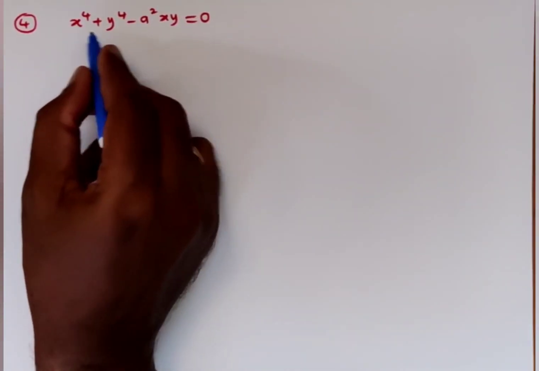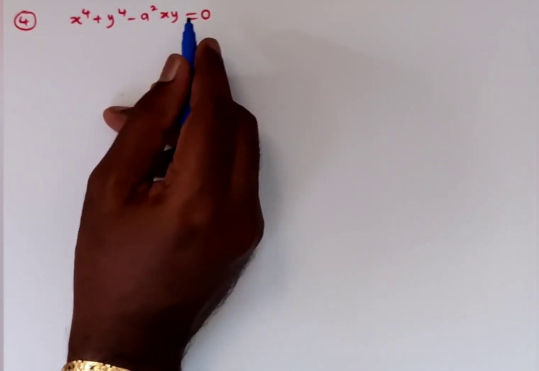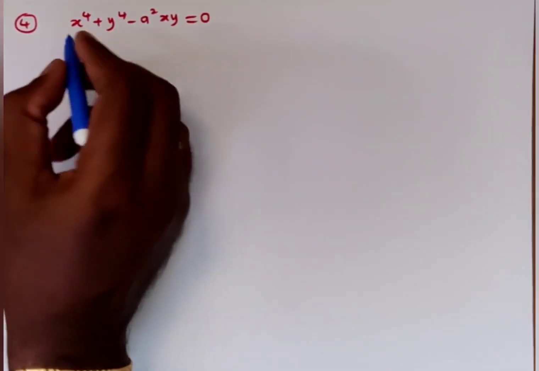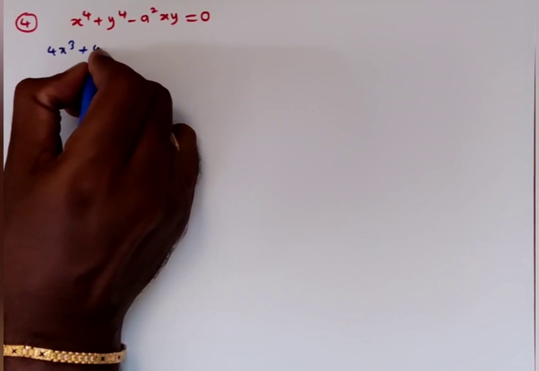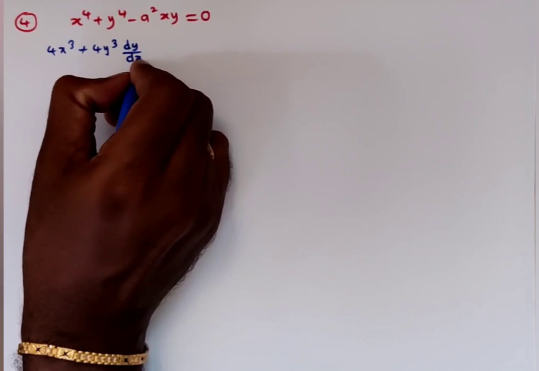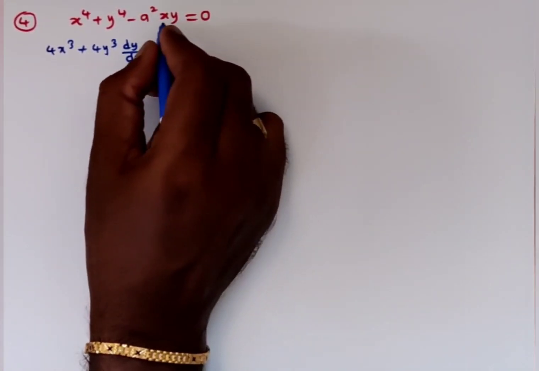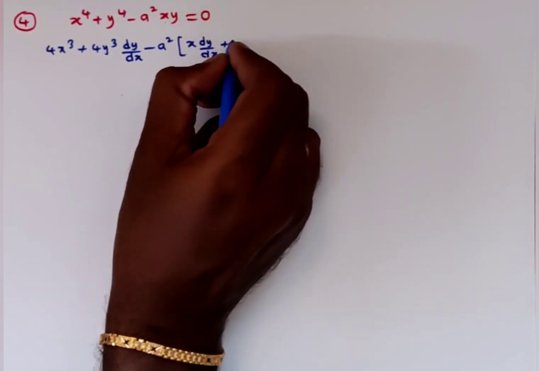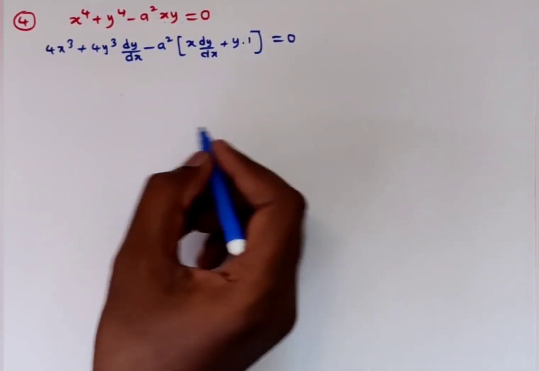Now if x power 4 plus y power 4 minus a square into xy is 0, then find dy by dx. Here x comma y are variables and a is a constant. Now apply the derivative, so that it is 4x cube plus 4y cube into dy by dx, since y is a function of x, minus a square is constant into derivative of u into v, so x into dy by dx plus y into derivative of x is 1, which is equals to 0.